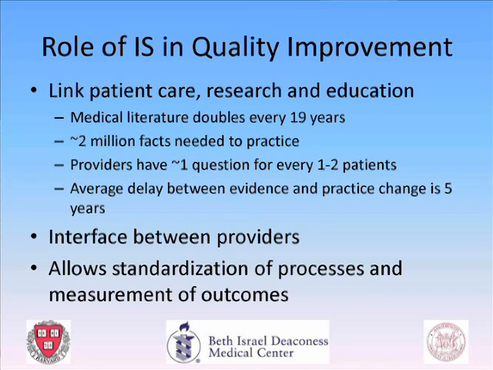So it's really tough to expect your doctor to know all the new things, all the new evidence that comes up in the literature. Providers, on average, have one question for every 1 to 2 patients. And the average delay between evidence being published in a journal and practice change is about 5 years. So there's a big lag time, even after we've proven that one intervention is not effective and one intervention is actually beneficial to a certain disease.